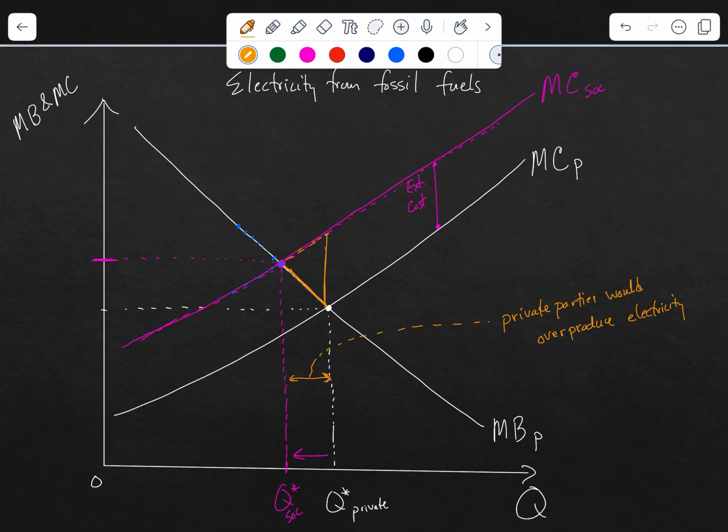And so society is made worse off by this amount right here. And so the area of this rectangle right here, we refer to as a deadweight loss. So this is a deadweight loss to society because we are incurring societal costs that are greater than the benefit of those units produced between Q star social and Q star private. So that's the deadweight loss from overproduction.